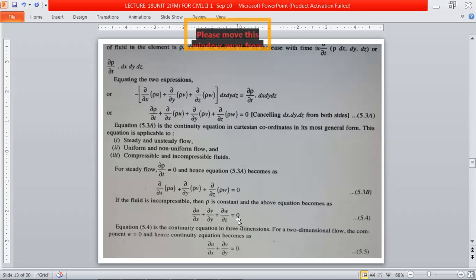Next, this is the continuity equation in 3 dimensions. For 2-dimensional flow, the component w is equal to 0 and hence the continuity equation is: so this is the derivation we discussed for 3-dimensional flow. What happens when we go to 2-dimensional? u, v, w: so w will be 0. Therefore dou u by dou x plus dou v by dou y is equal to 0. That is for 2-dimensional flows.